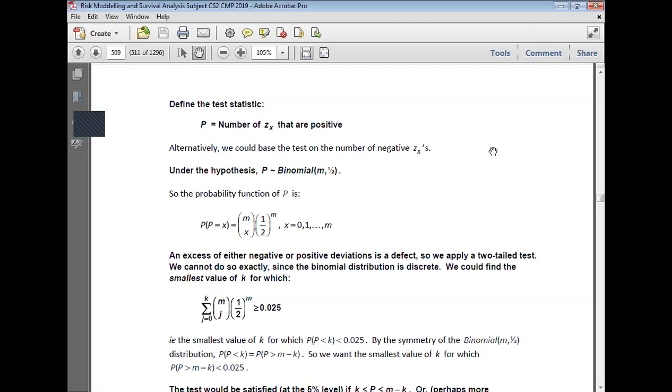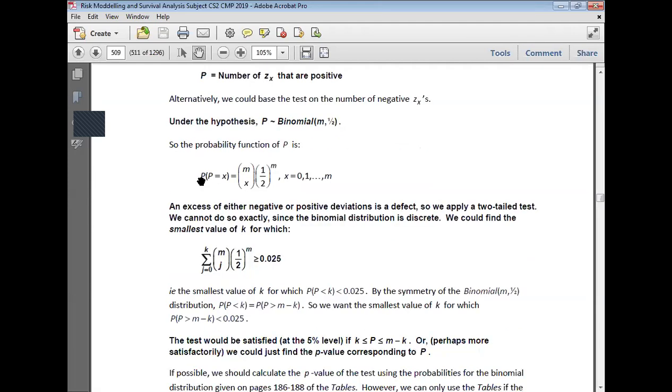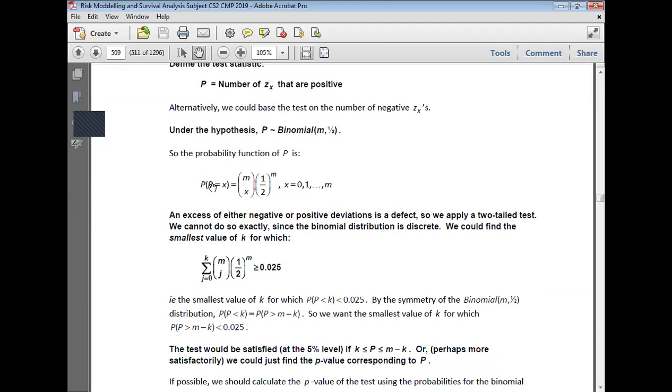Now remember the hypothesis that we made. We assumed that the number of positive values for z_x that we have should follow a binomial distribution where m is the total number that we have and half is the probability that you will observe a number to be positive. Here this might be a bit confusing because the number of z_x that are positive is also denoted by capital P, and when we talk about the probability we use a capital P again. So this is just the probability that the number of z_x that are positive is equal to some x. Now this is generally not how the distribution looks.